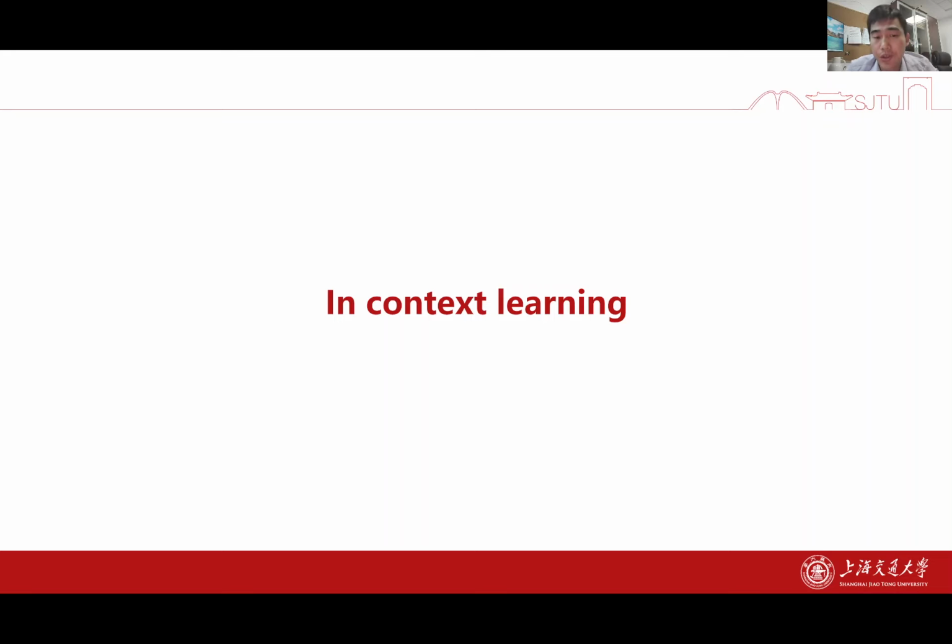We will also introduce some phenomena about large language models. Here is the first one, called in-context learning.